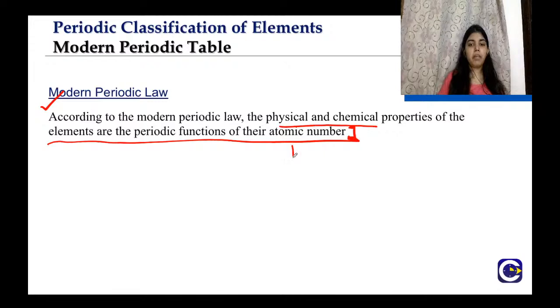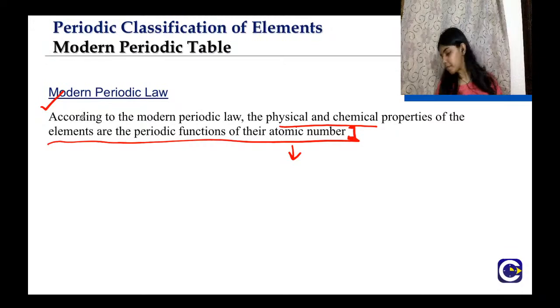What is atomic number? Write down the definition we have done in the atomic structure chapter. What is atomic number? What is the definition for atomic number?